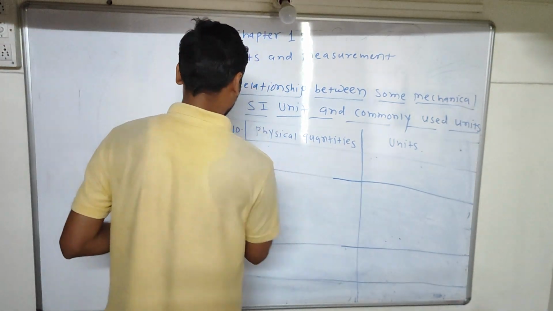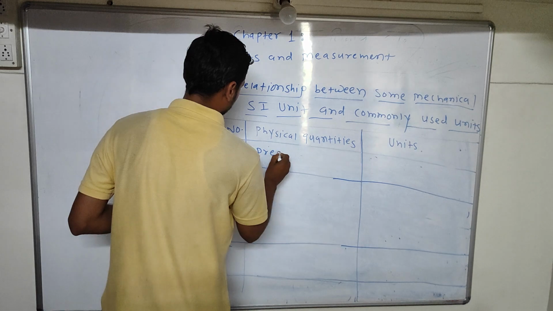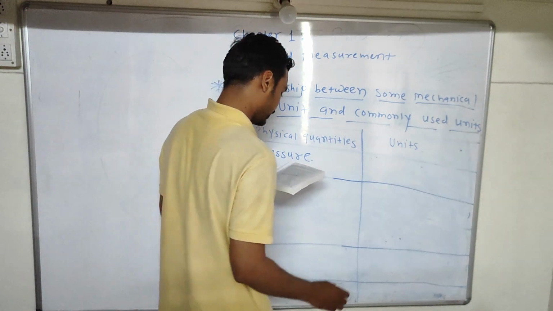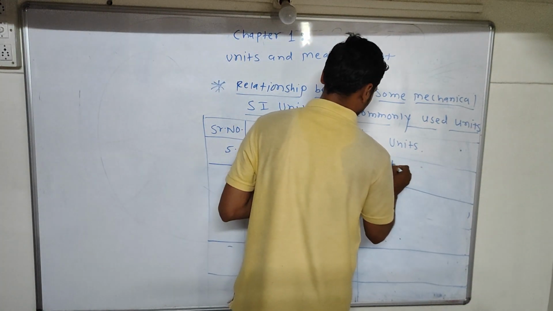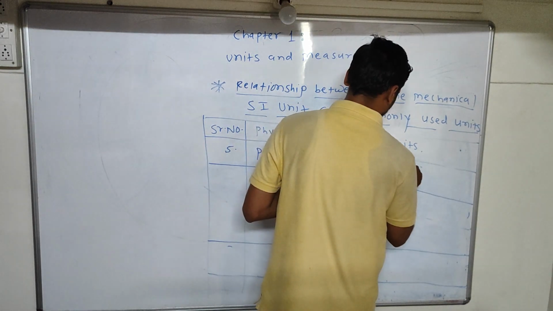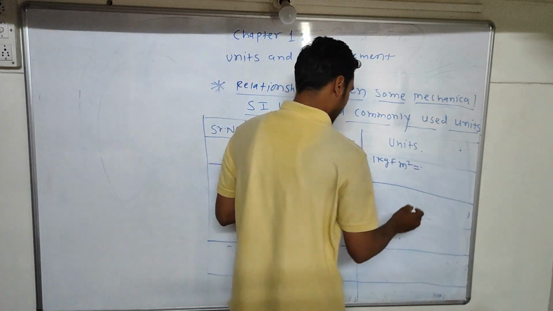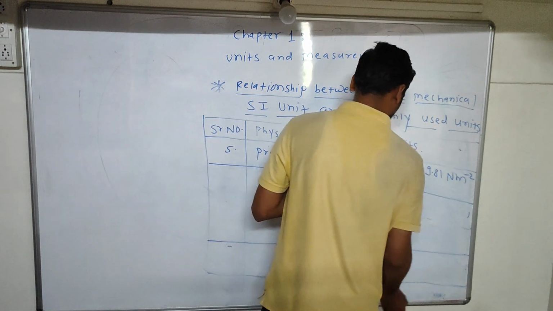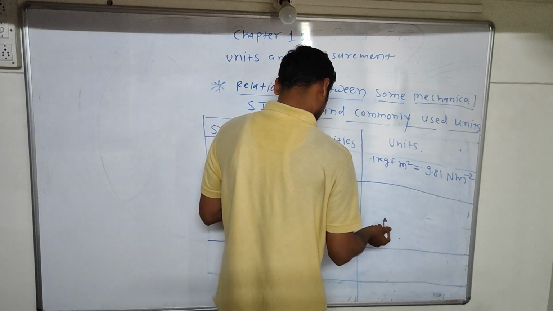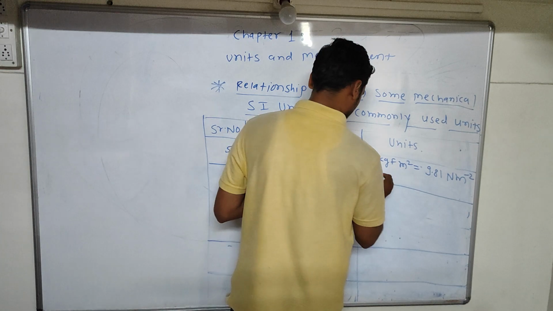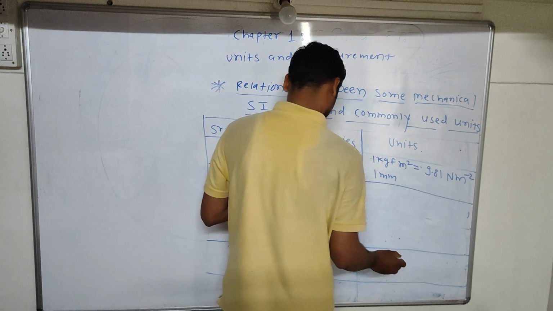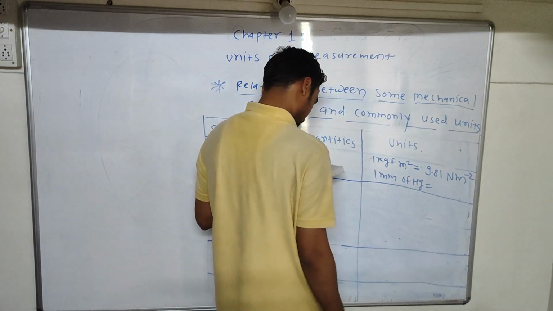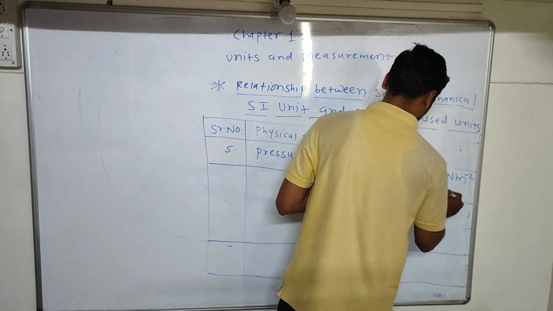After that we have to see pressure. Next physical quantity, pressure, right? Conversion for pressure: 1 kgf per meter square is equal to 9.81 Newton per meter square, right? Then 1 millimeter of mercury is equal to how much? 133 Newton per meter square.